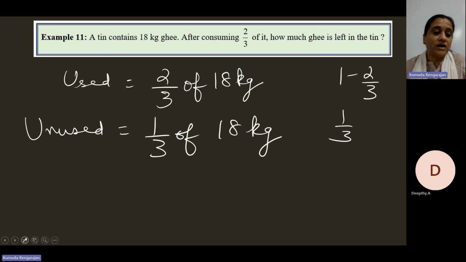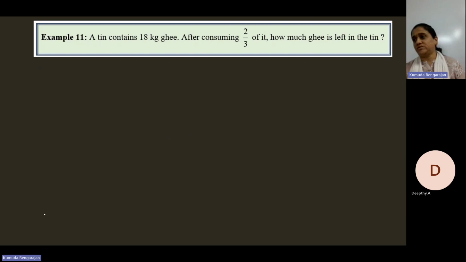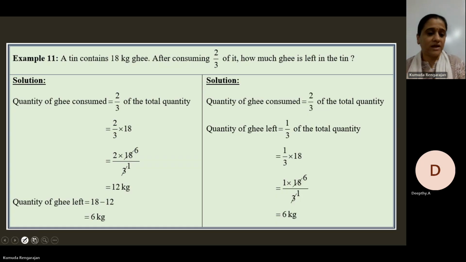Now, I want you people to answer these questions in both the ways. That is, you should find 2/3 and then subtract and show unused, and also use a fraction straight away. Like this. Quantity of ghee consumed is equal to 2/3 of the total quantity. So 2 by 3 into 18, so 12 kgs. So quantity of ghee left is 18 minus 12, 6 kgs.